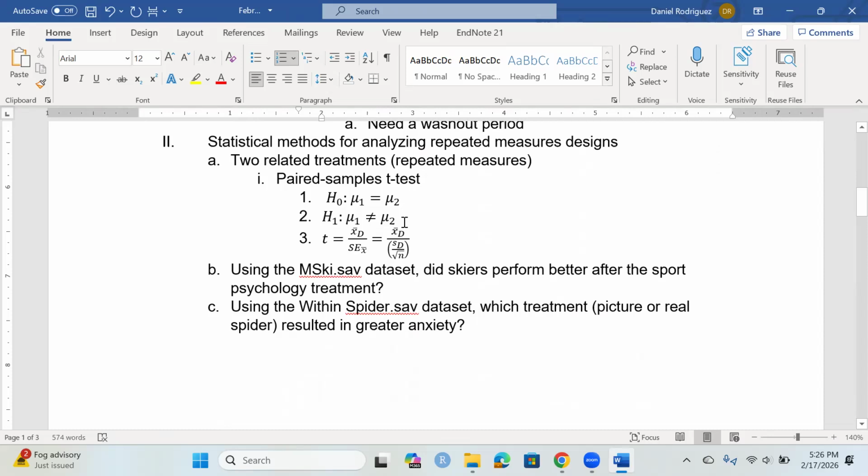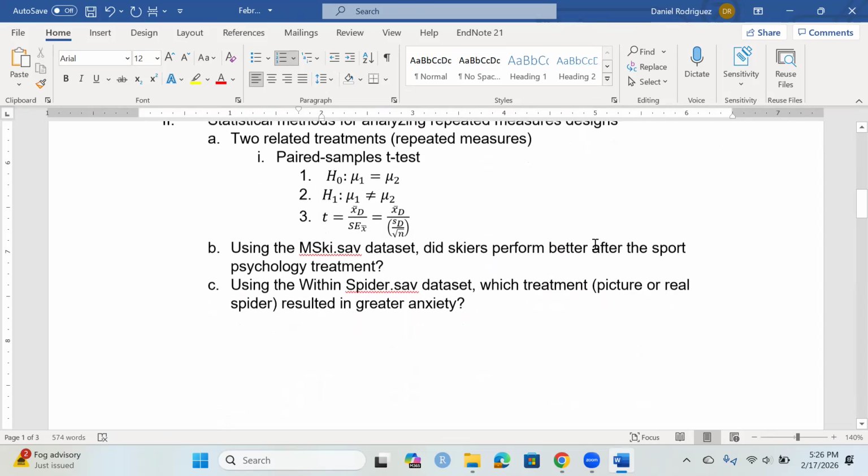It's a two-tail test that's non-directional. We use this paired sample t-test, and the equation looks at the mean difference divided by the standard error of the mean difference, right? This is basically the same thing you have with the one sample t-test.